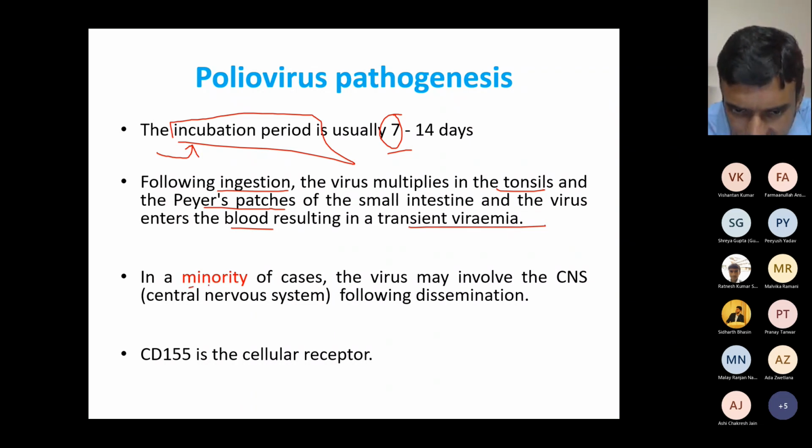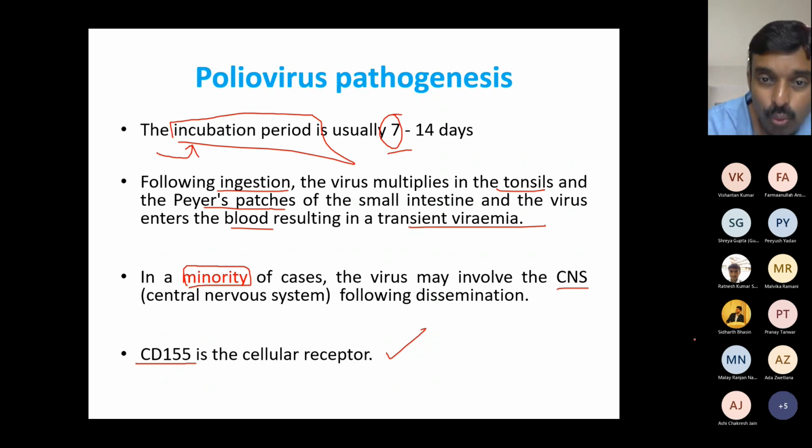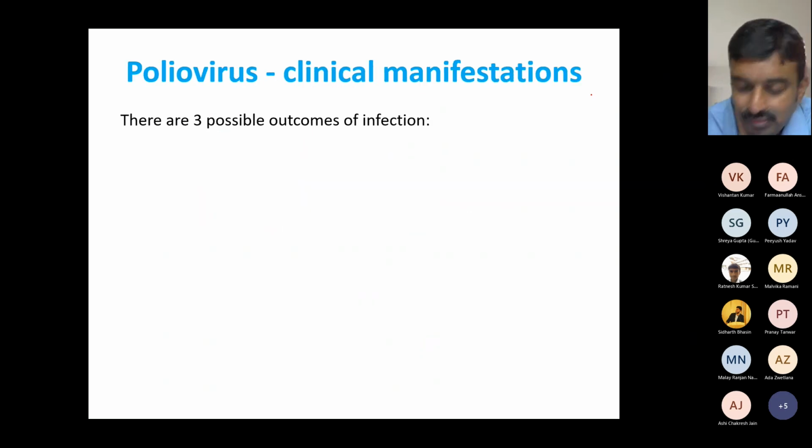Now, only a minority of cases have severe infection of the neurons or the spinal cord. The majority of cases escape it. And CD155 is the receptor, like I already told you. Now, let's say somebody gets infected with poliovirus.